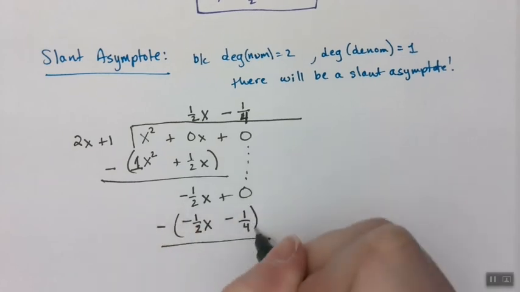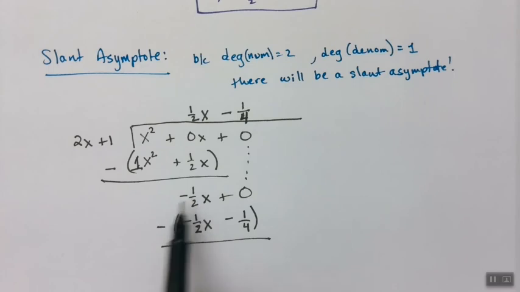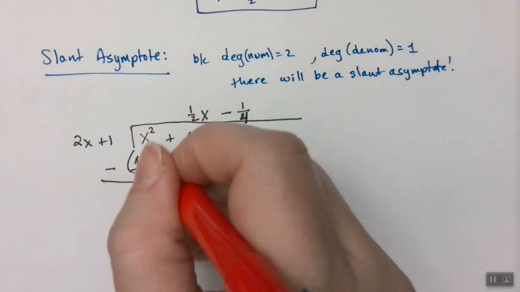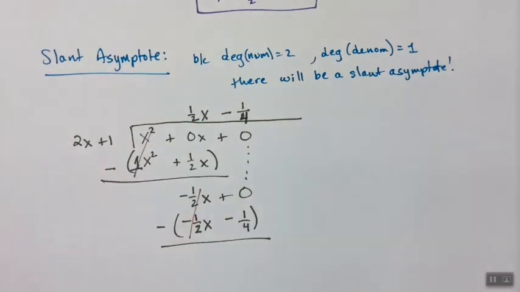And then I subtract the whole thing. Negative a half minus a minus is negative a half plus a half. So these two are like terms, they combine and make nothing. So this is gone, which was your goal, by the way. And then you have a remainder right here of 0 minus a fourth, which is 0 plus a fourth. However, we can disregard that. The remainder does not matter for the sake of the slant asymptote.